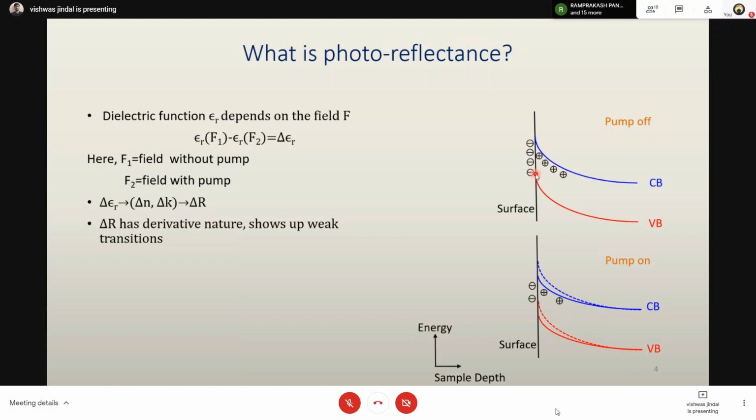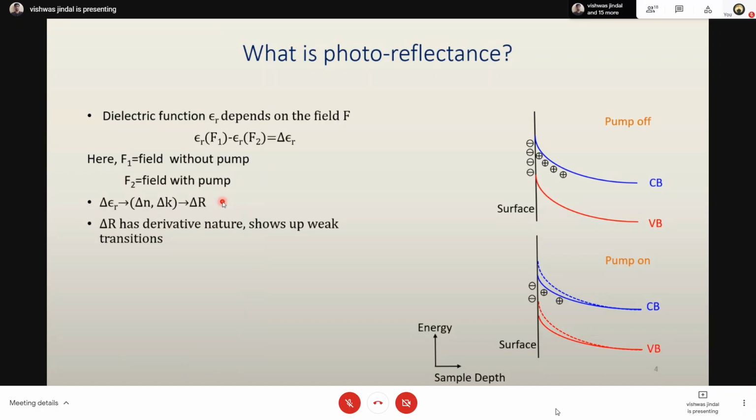Okay. So there's a delta ER, which will lead to delta N and K, which are the refractive indices, real and imaginary part, and which will generate a delta R. So delta R is the change in reflectance. And now this delta R has derivative nature. What I mean by that is, whatever was your R, when you are measuring delta R, if there's any weak feature, its derivative will come up. Okay, let me explain it better with a measurement.